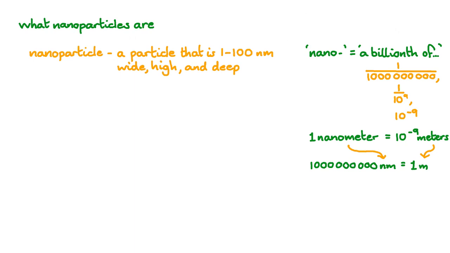Instead, scientists use the word nanoparticle to describe anything that's roughly evenly shaped and between 1 and 100 nanometers in height, width, and depth. So, in order to be a nanoparticle, it must be able to fit inside a box that's 100 nanometers by 100 nanometers by 100 nanometers.